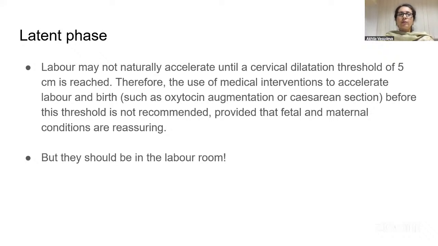So the issue here is labor will never accelerate until the cervical dilatation threshold of 5 centimeters is reached. That's why you should minimize medical interventions in the latent phase of labor. For example, starting oxytocin, doing cesarean, or sometimes starting misoprostol or doing AROM, etc. is not warranted, and you should always avoid the tendency to intervene in the latent phase of labor. However, there is always a clause here. If you can see here, provided fetal and maternal conditions are reassuring. So that is very important.